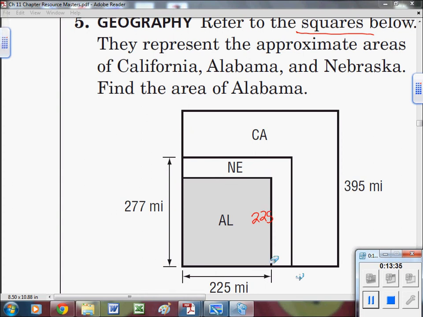Or, remember we talked about squares. The area of a square is the side length squared. So 225 squared, otherwise known as 225 times 225, is the approximate area of Alabama. So 225 times 225 is 50,625 square miles. That is the area of Alabama. So make sure you read the question carefully, and make sure you're reading your visual diagram carefully when you go to do questions like this.